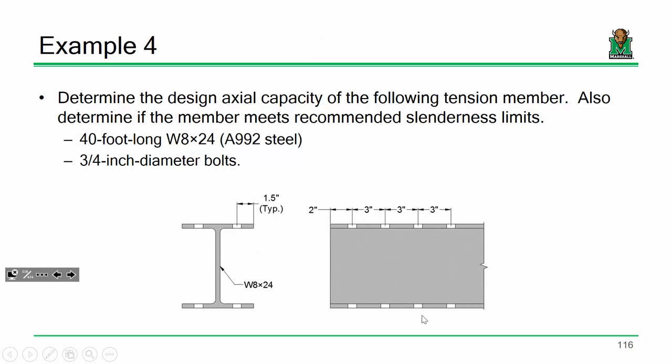And then this is the member that we were looking at last time. So we had a W8x24 to be used as a tension member. We had 2 lines of bolts in each flange, and then each line had 4 bolts, right? The member's made out of A992 steel. It's 40 foot long. The bolts are 3/4 inches in diameter. You've got all the dimensions necessary to assess the capacity. And we were looking at gross section yielding and net section fracture.